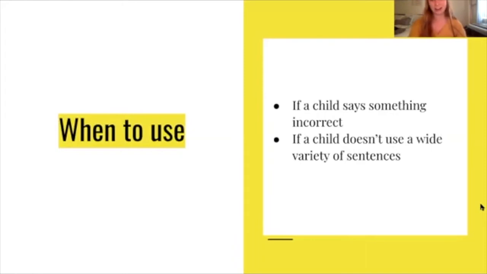When to use this strategy is if a child says something incorrect, it's a really easy way to slip in this strategy. Or if you notice that your child isn't using a wide variety of sentences, if they're mostly just commenting on things like, this is a baby, or I like this, and they're not using a lot of questions or negations, if they have only simple sentences and not complex sentences, this is a really great strategy to kind of introduce different kinds of grammar to a child.